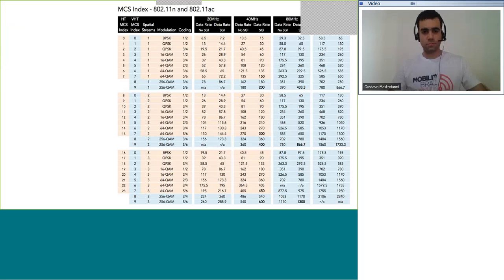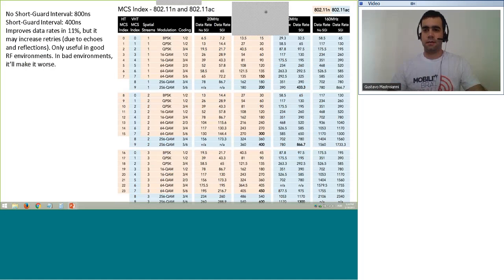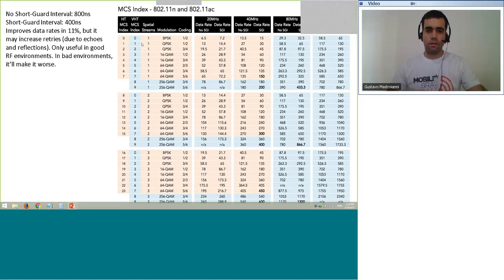Now I'm going to show the MCS index for 802.11n and 802.11ac. So we have the 20 megahertz column, the 40 megahertz column, the 80 megahertz column, and right here where my video is, it is the 160 megahertz column. The orange one is for 802.11n, and the blue one is 802.11ac.